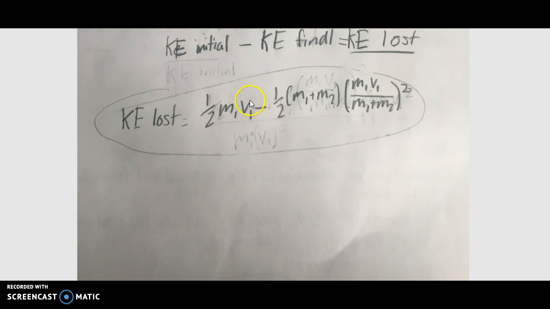One last thing, just a quick typo looking back on this video. The v term should really be squared, so apologies that wasn't written in. It really should be 1/2 m1 times v1 squared minus 1/2 m1 plus m2 times m1 times v1 over m1 plus m2, squared. So remember this term squared.